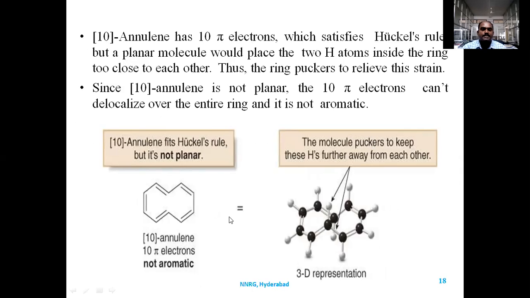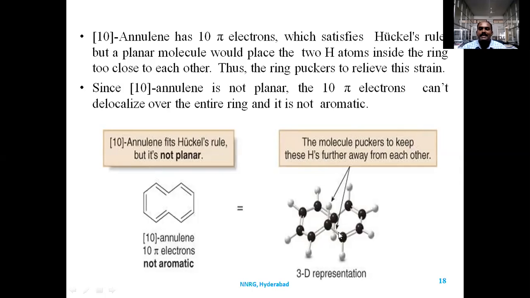If you see this structure of 10 annulene, this carbon has one hydrogen and this carbon is having one hydrogen. These two hydrogens overlap each other such that the molecule is more strained. When the molecule is more strained, the molecule has a tendency to come out of the plane. So these hydrogens move away from each other. If you see the structure, it forms a puckered structure where the hydrogens move far away from each other. Because of that, the structure is not planar.